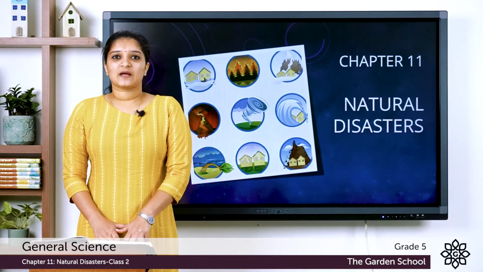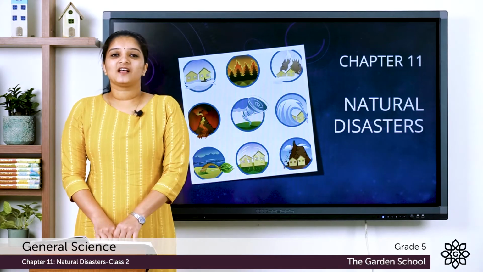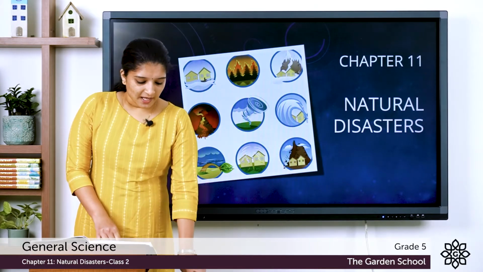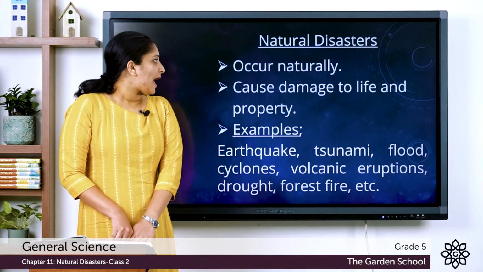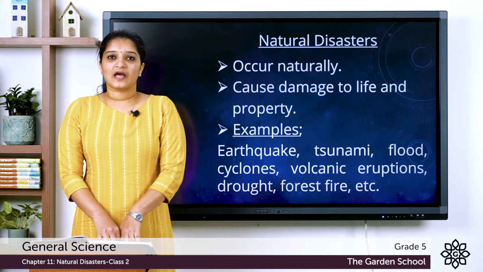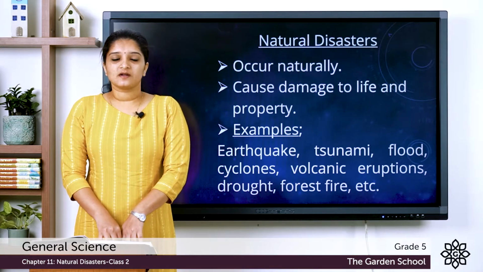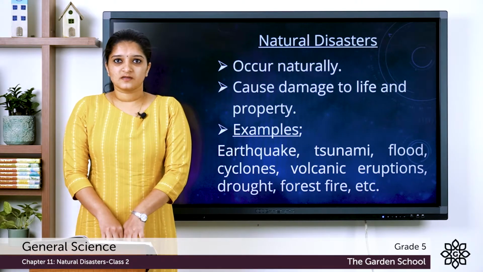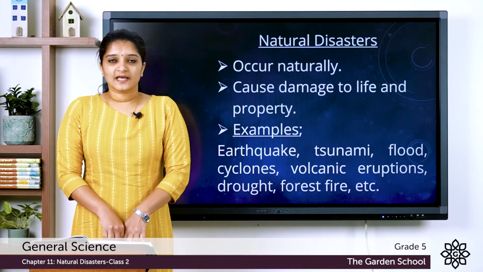Recently we are dealing with chapter 11, which is about natural disasters, and in the previous class we learned about disasters and types of disasters. There we learned that natural disasters are those that occur naturally and they cause damage to life and property. And we learned about earthquake, which is a natural disaster, and in today's class we will learn more about natural disasters, and these include tsunami, floods and cyclones.